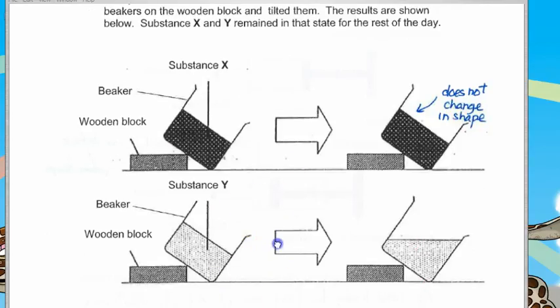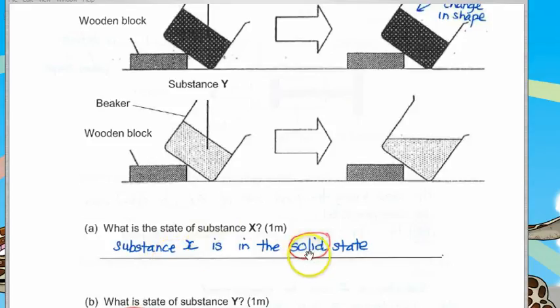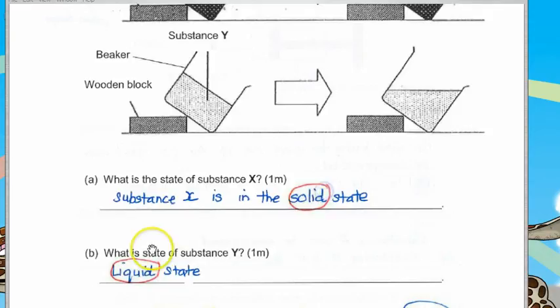So let's take a look at the question. Substance X is solid state. What is the state? Remember, when they ask for state, solid state, liquid state, or gaseous state. Substance X is solid state because it has a definite shape, it does not change its shape. Next, what is the state of substance Y? Liquid state.